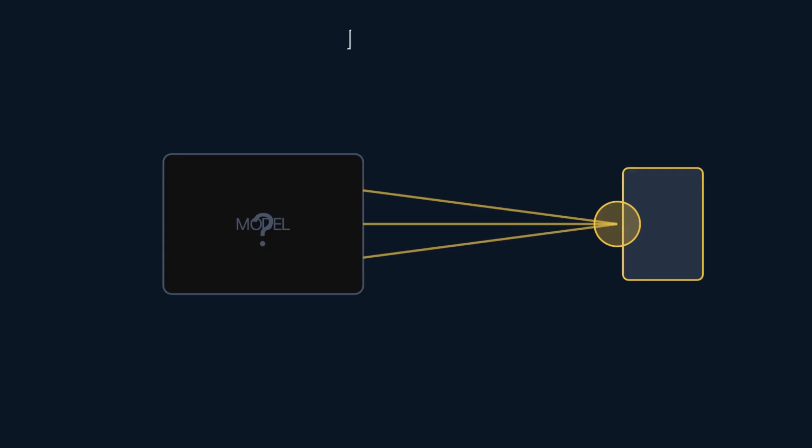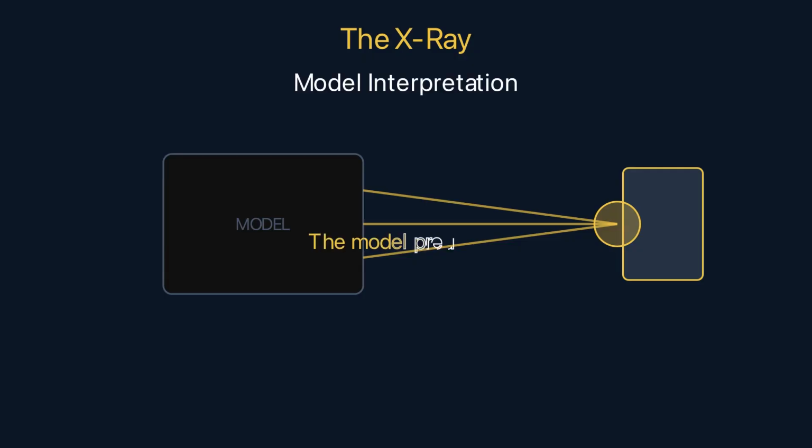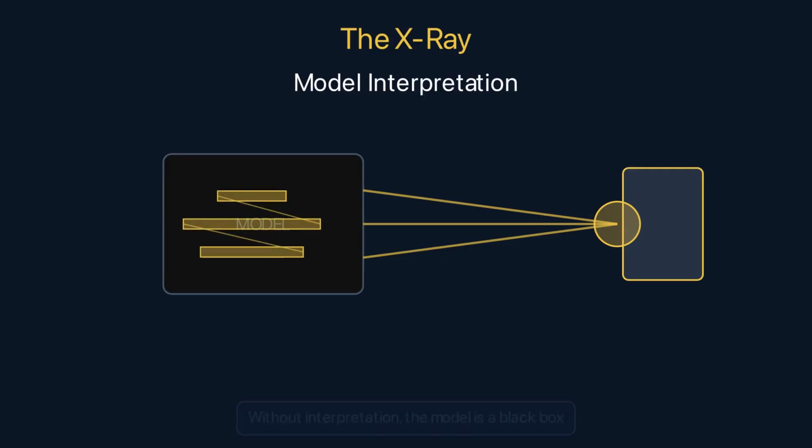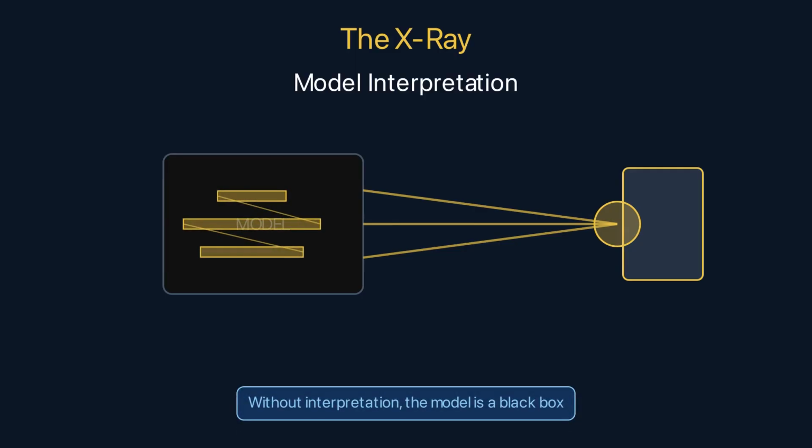A random forest predicts which patients will respond to immunotherapy with 90% accuracy. Impressive. But which genes are driving the prediction? Is the model using known immune markers or hidden artifacts? Without interpretation, the model is a black box, useful but opaque. The X-ray lets you see inside.